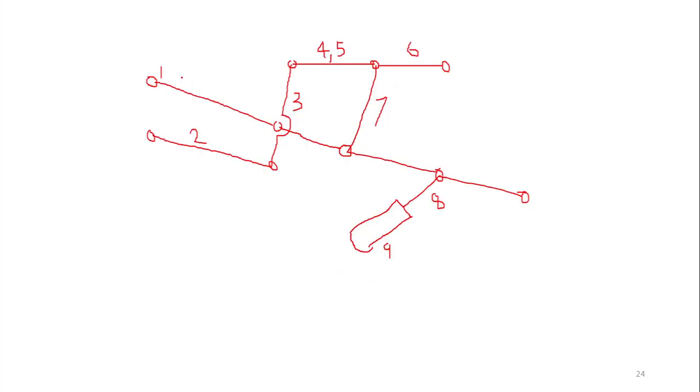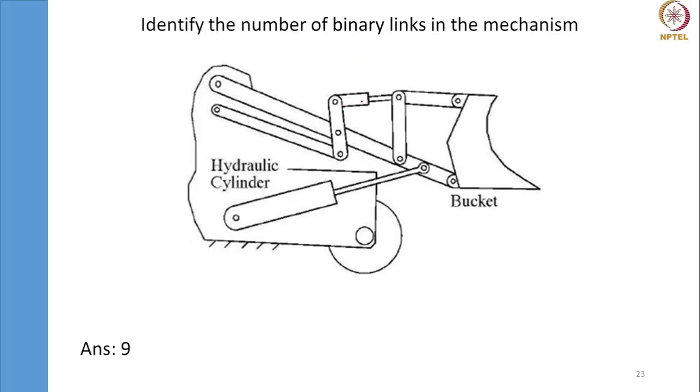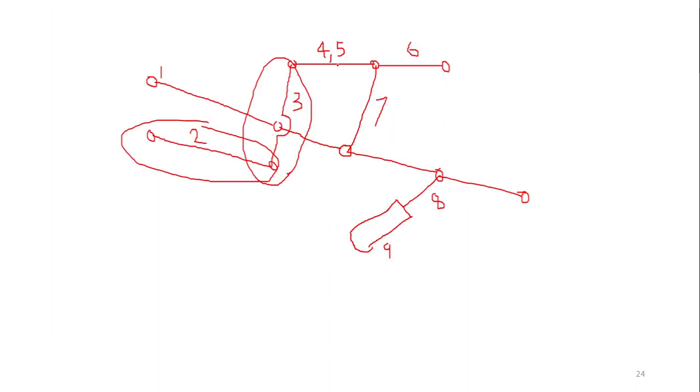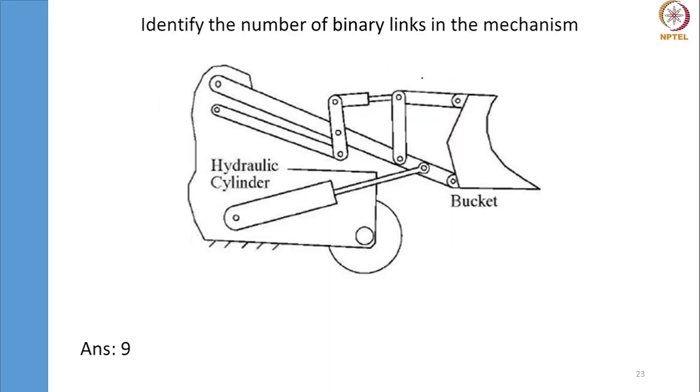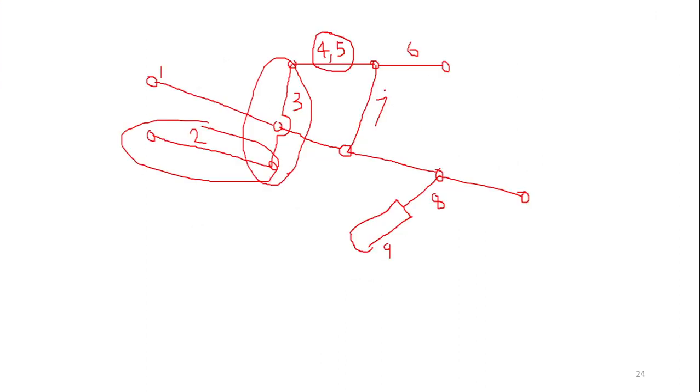So this is link number 1. This is one binary link. This is the second binary link. From here to here I have the third binary link. Fourth and fifth, it is a cylinder, there is a cylinder there, so I have two more binary links there, 4 and 5. The next one is this link, 6. One more, I have binary link 7, and 8 and 9 follow. So the total number of binary links in this mechanism is 9.